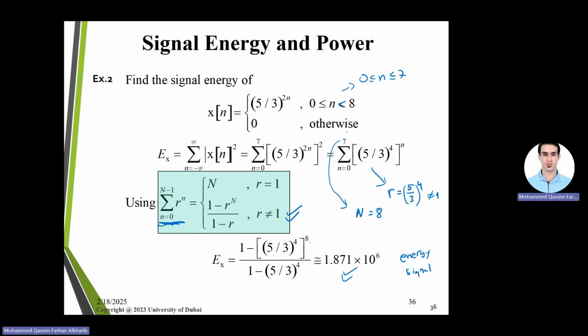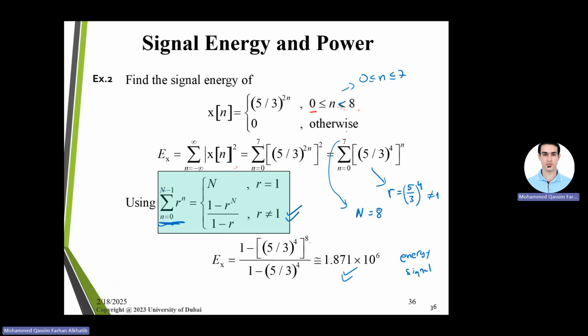Find the signal energy of the next sequence. Now in this one here, I'm limited from 0 to 8. Now 8 is not included, so basically it's going to be from 0 to 7, because here I don't have the equality sign.